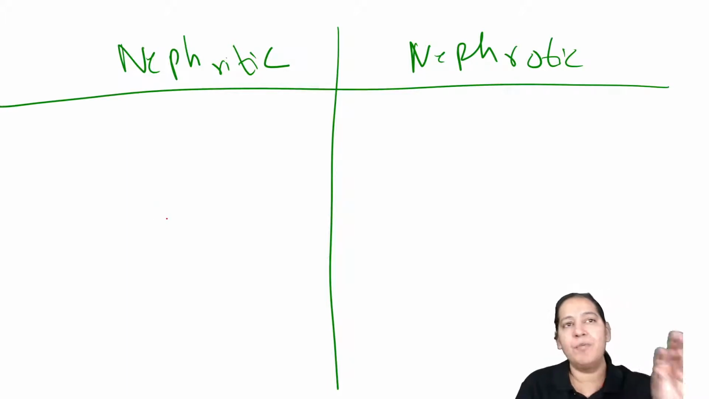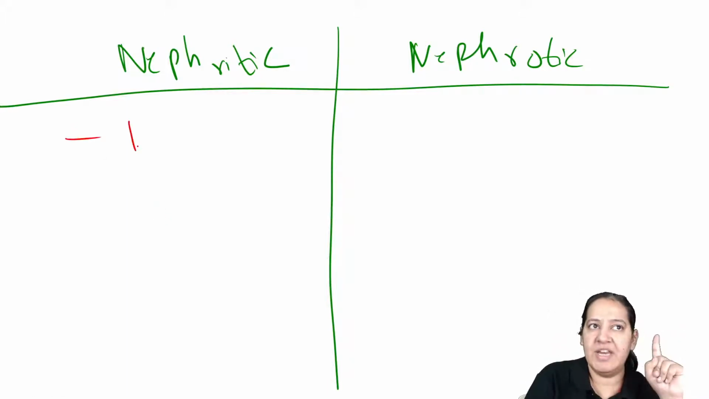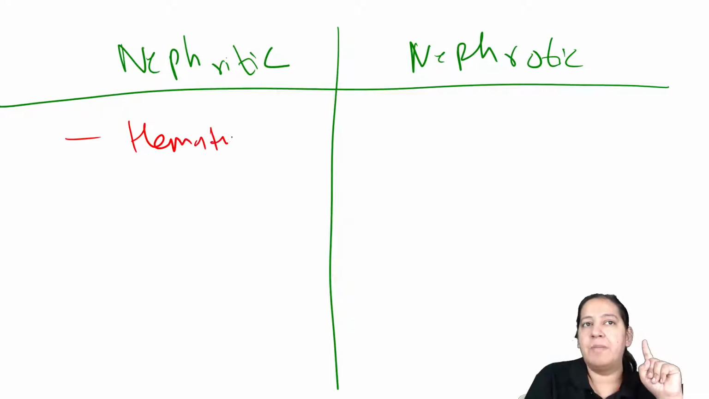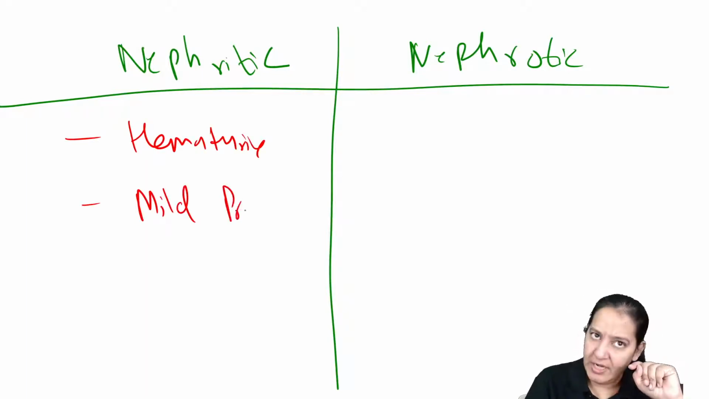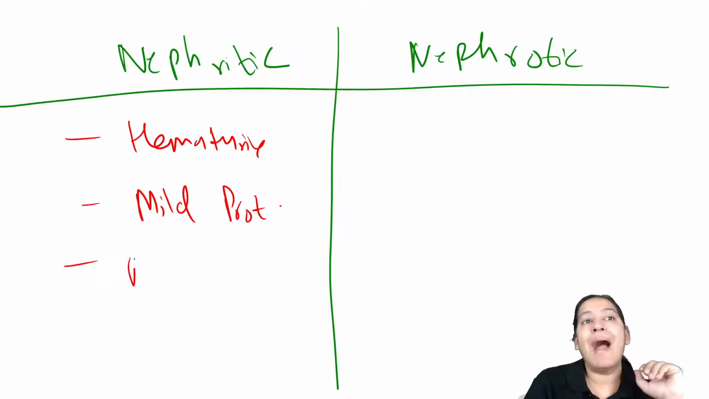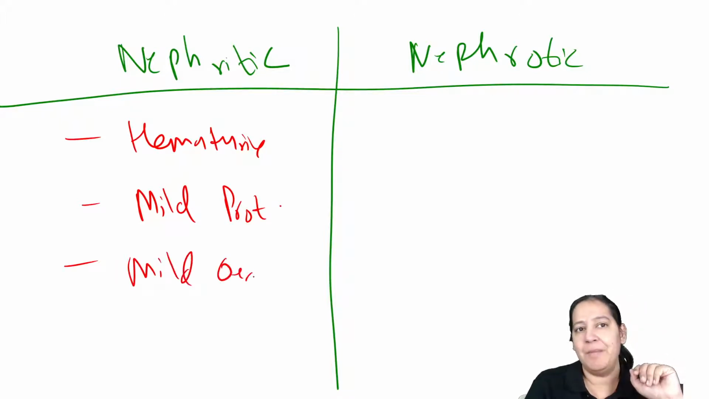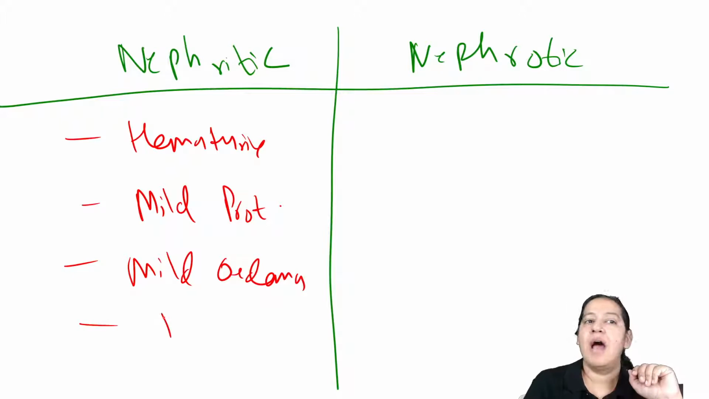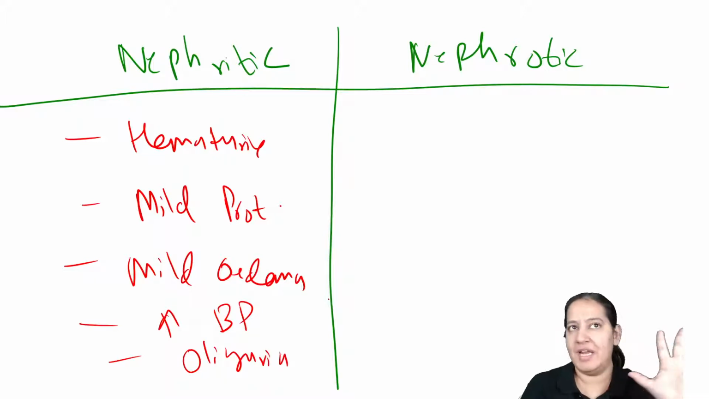In nephritic syndrome, the patient comes with 5 features. Number 1, hematuria, that is blood in urine. Number 2, mild proteinuria. There is protein in the urine, but it is mild. Mild edema. Hypertension. The patient will have increased blood pressure and oliguria. These are the 5 features present in nephritic syndrome.